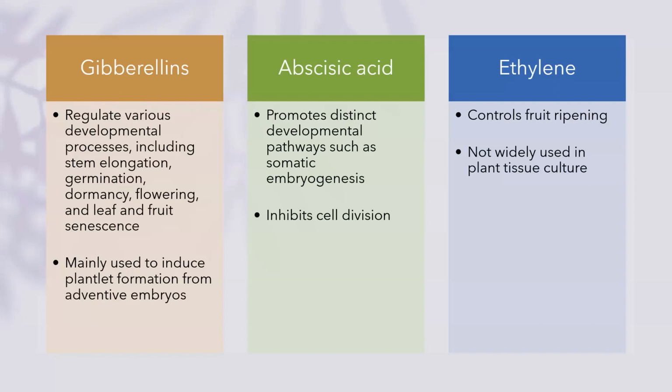Ethylene is associated with controlling fruit ripening in climacteric fruits, and its use in plant tissue culture is not widespread. Some plant cell cultures produce ethylene which, if it builds up sufficiently, can inhibit the growth and development of the culture.